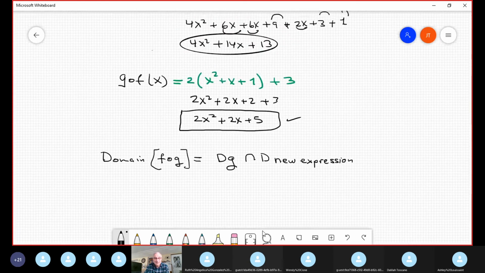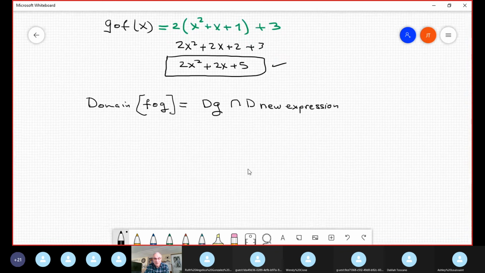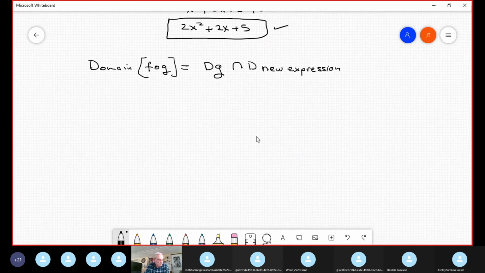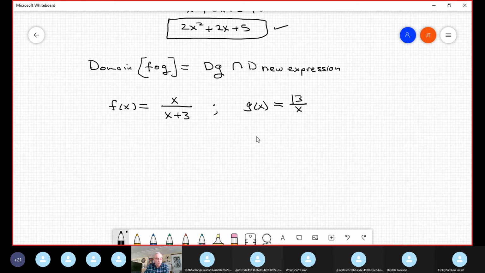In this case, this example is not enough to understand this new situation. Let me complicate your life using another example. Suppose we have two functions, f of x equals x over x plus 3, semicolon, g of x is equal to 13 over x. These two functions are given. And the question says, find the expression f composition g first, and secondly, state its domain.